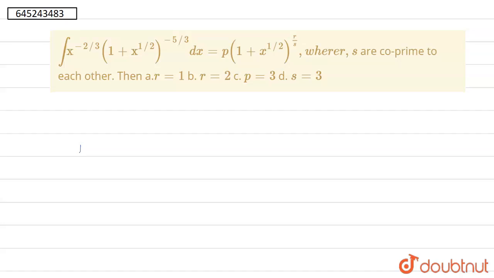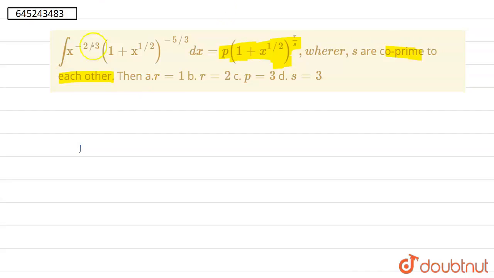So hello everyone. In this question they said that if the integration of s to the power minus 2 by 3, times (1 plus s to the power 1 by 2) to the power minus 5 by 3, ds, is equal to p times (1 plus s to the power 1 by 2) to the power r by s, where r and s are co-prime to each other, then we have to find which of these options are true.